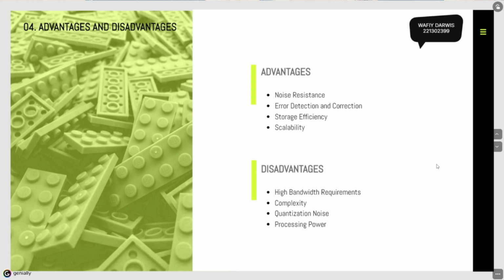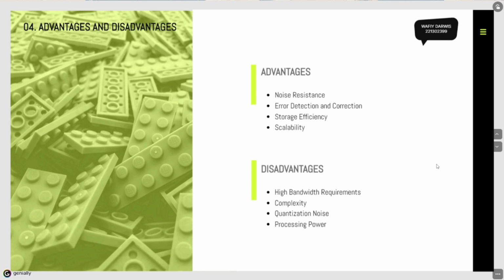And the third one is storage efficiency. Digital signals can be compressed and stored without significant quality loss. And the fourth one is scalability. It supports higher resolution formats by increasing the sampling rate and bit depth.